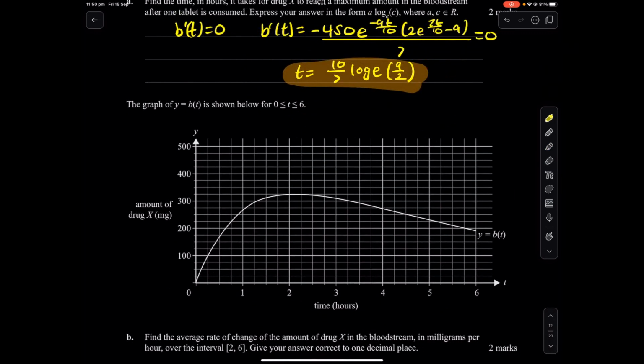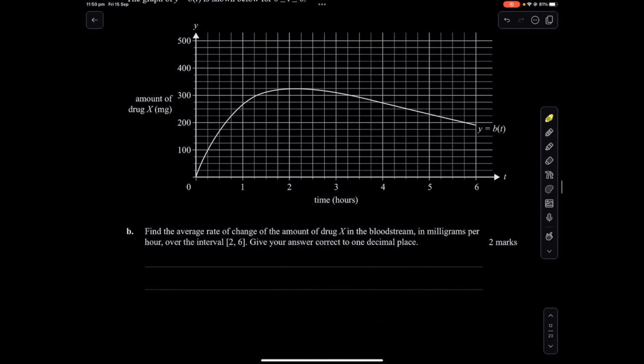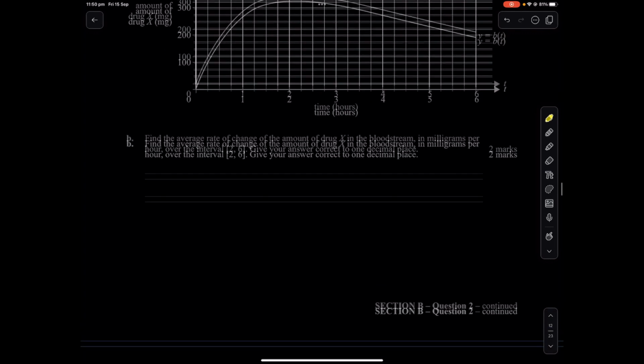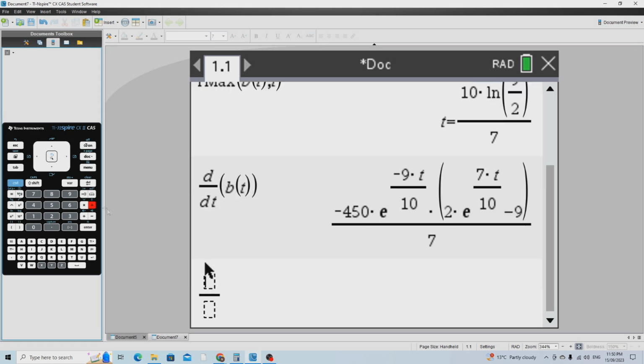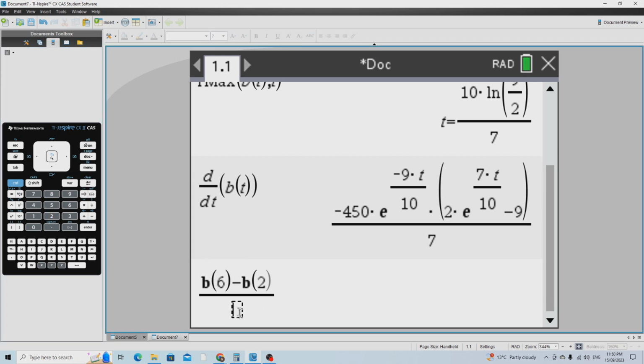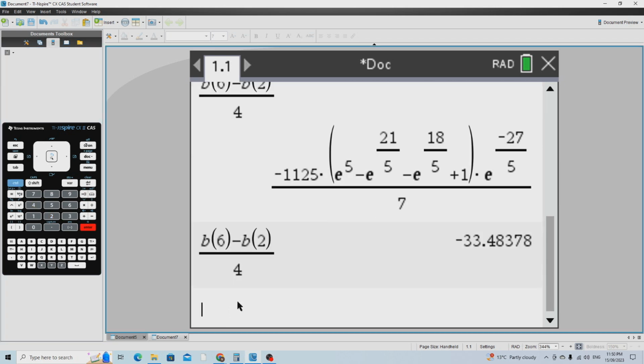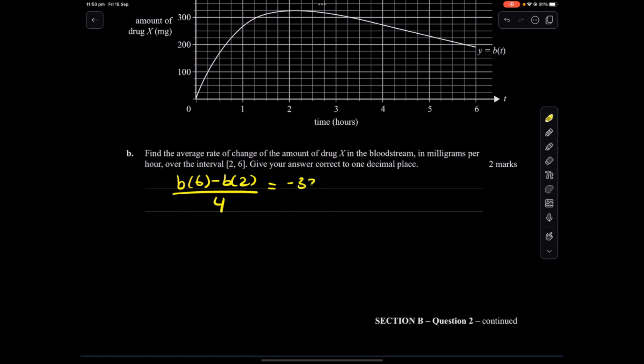The graph of b of t is shown from 0 to 6. Find the average rate of change of the amount of drug in the bloodstream in milligrams per hour over this interval. Okay, so we just want to find b of 6 minus b of 2 all over 4, which we can do in our calculator. So what's b of 6 minus b of 2 on 4. Control Enter to 1 decimal place. That's negative 33.5. Yeah, 33.5 milligrams per hour. That's that.